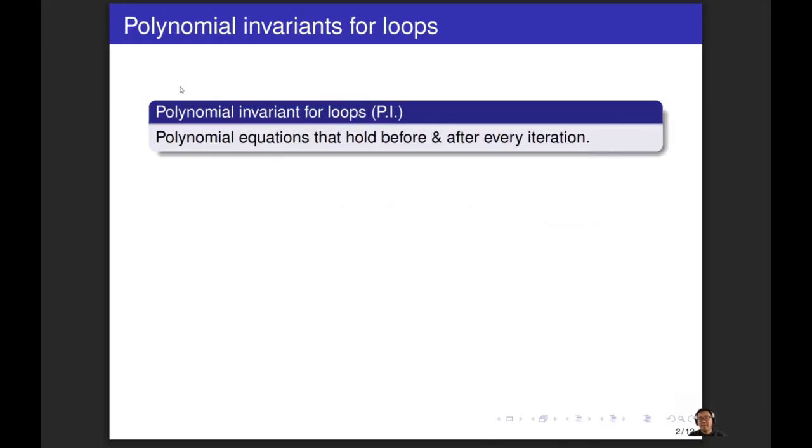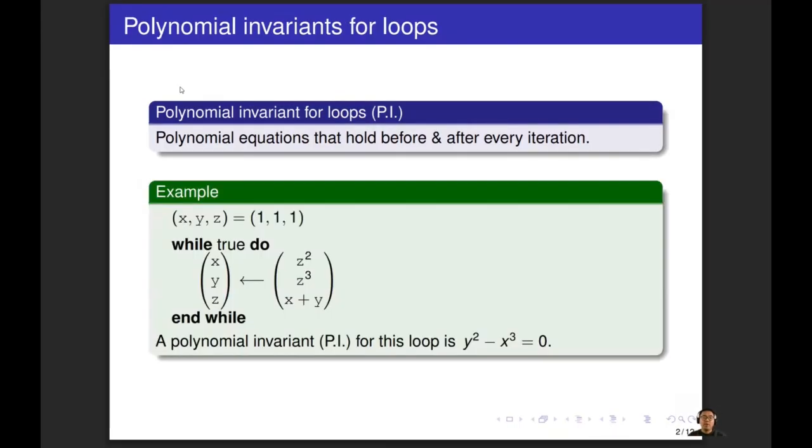So what is a polynomial invariant? A polynomial invariant is a polynomial equation or a polynomial inequality that holds before and after every iteration of a loop. In my talk, I will only focus on polynomial invariant equations. For example, the map of this loop is given by a polynomial map. X gets z squared, y gets z cubed, z gets x plus y. For this loop, we have a polynomial invariant of degree 3, y squared minus x cubed is equal to 0, which means that if you plug the initial values inside this equation, it holds.